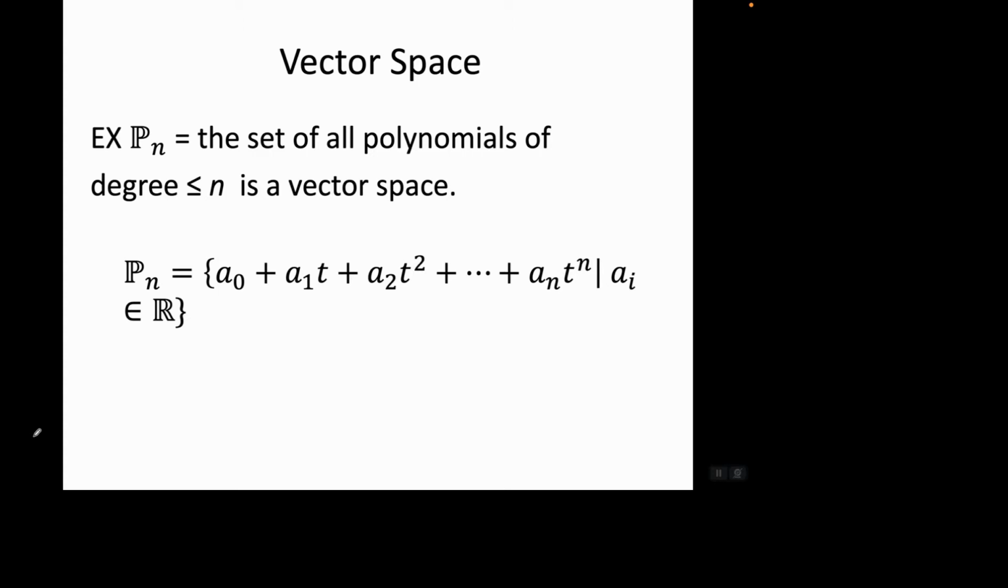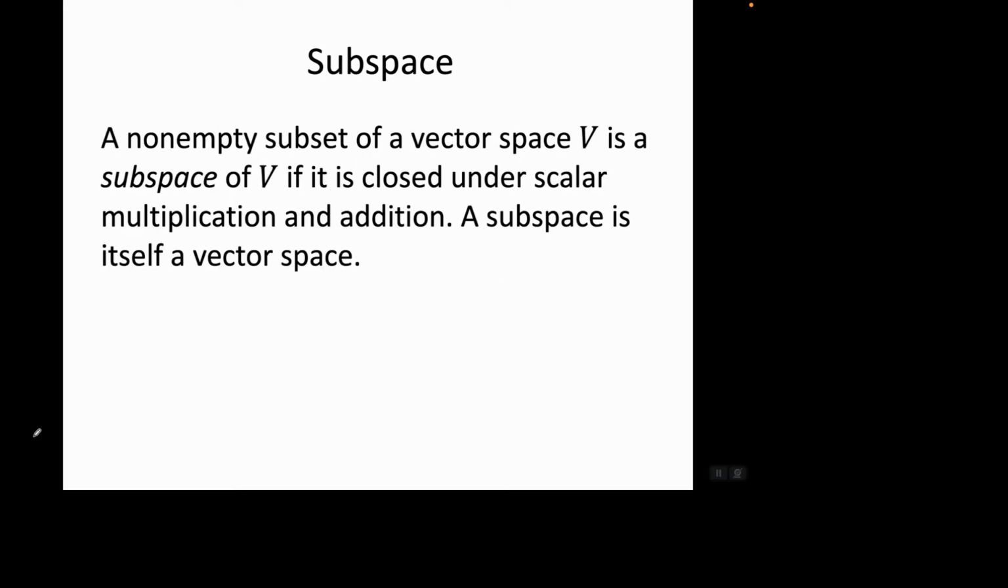P sub n, the set of all polynomials of degree less than or equal to n, is a vector space. P sub n is all polynomials of the form a sub 0 plus a sub 1 t plus a sub 2 t squared plus dot dot dot plus a sub n t to the n, where the a sub i are real numbers. A non-empty subset of a vector space V is a subspace of V if it is closed under scalar multiplication and addition. A subspace is itself a vector space.